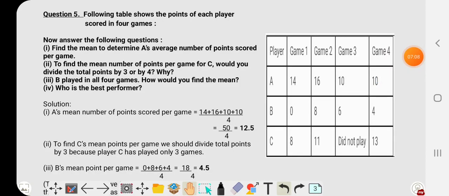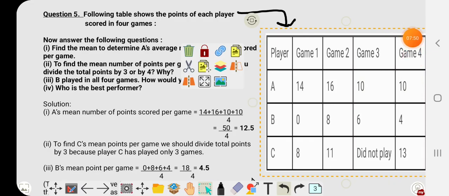Now question number 5. The following table shows the points each player scored in 4 games. This is the table. Here there are 3 players, player A, B and C, and they have played 4 games. A has scored 14 in game 1, 16 in game 2, 10 in game 3 and 10 again in game 4. Similarly, the other players have also scored. You can observe here for C, C has not played one of the games, that is game 3.